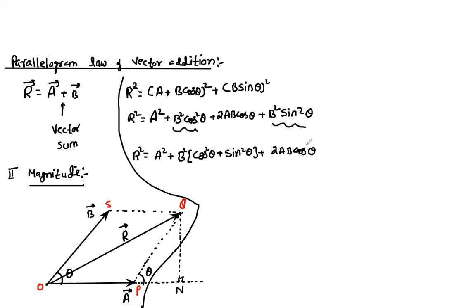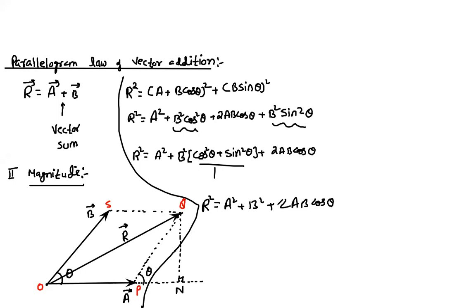Okay, Faiza, it's your first class, huh? Faiza, can we write this cos square theta plus sine square theta as something? Yeah, one. Yeah, that's one. I didn't notice you, the new student in class.